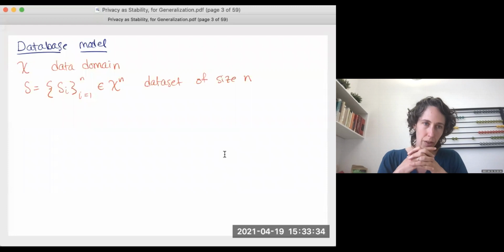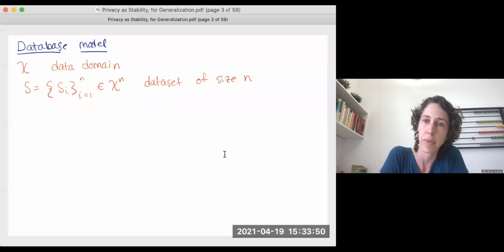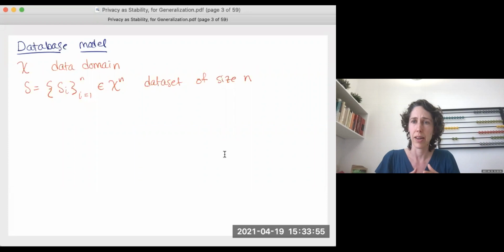We have this database model. The scripty X here is going to be our data domain. So you can think of, we live in a world where we have data sets of size N, and a data set is just a collection of elements from the data domain. The elements of the data domain could be individuals' medical records, for example. A data set is just a collection of N such medical records.